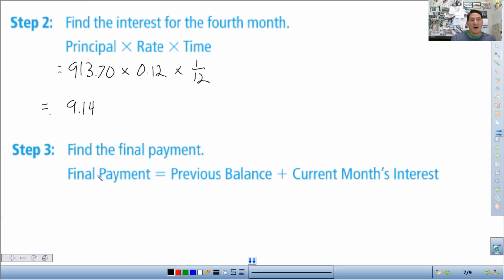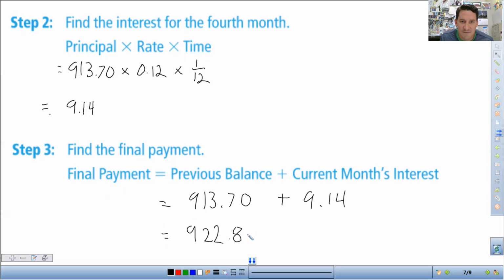All right. So find the final payment. The final payment is the previous balance, $913.70, plus the amount of interest owed, $9.14. You add that together and you get $922.84. So the current total amount they'd have to pay off on that last month is $922.84.